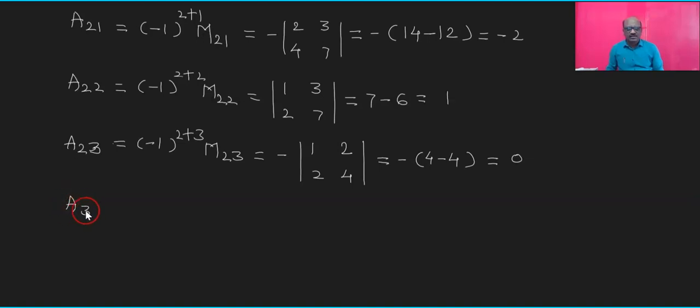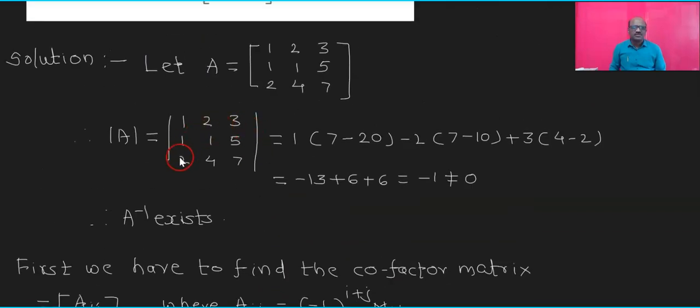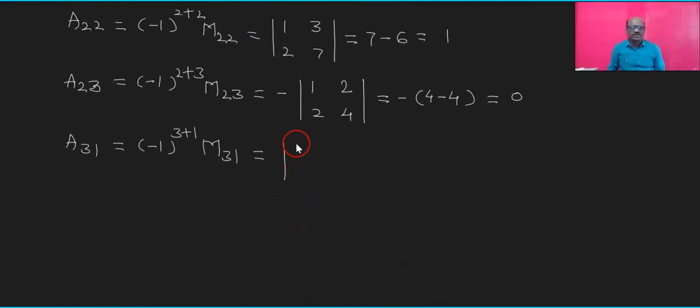Next is A31, that is minus 1 raised to 3 plus 1, M31, overall it is plus. Now see this here, M31, that is the third row, first column. Delete the corresponding element, column and the row. You will get 2, 3 and 1, 5. And what is that? 10 minus 3, that is equal to 7.